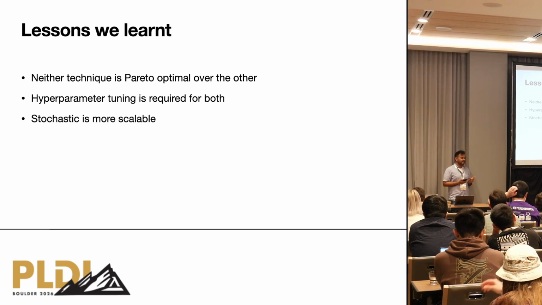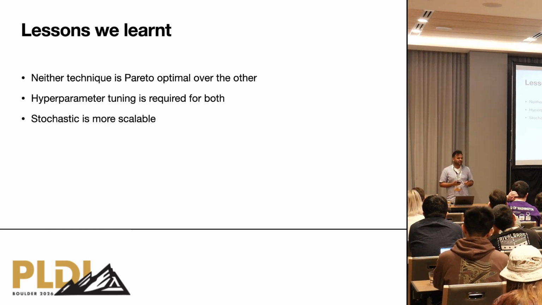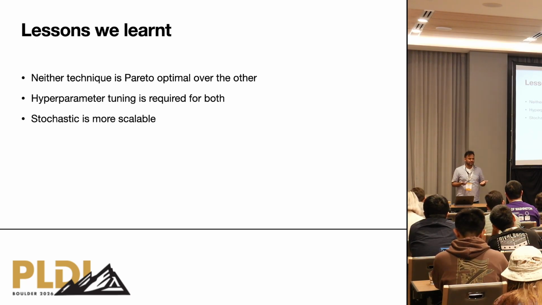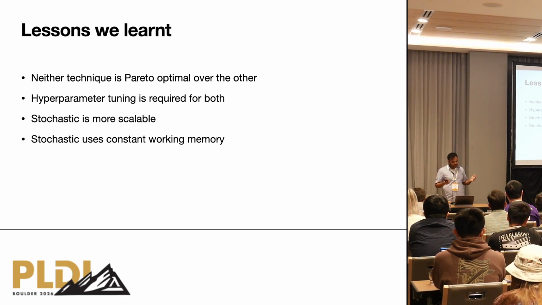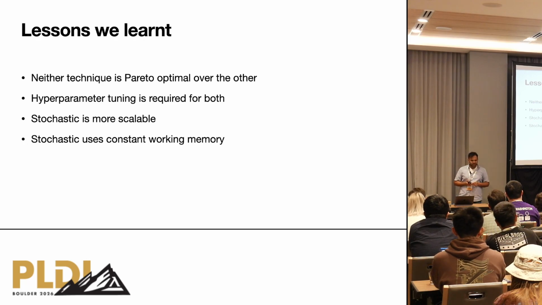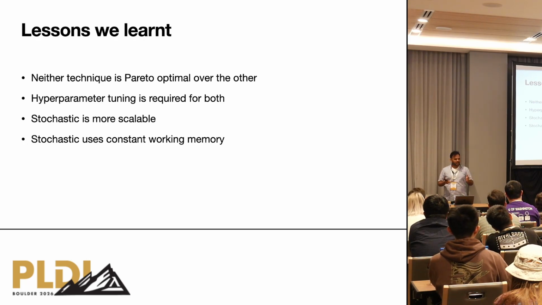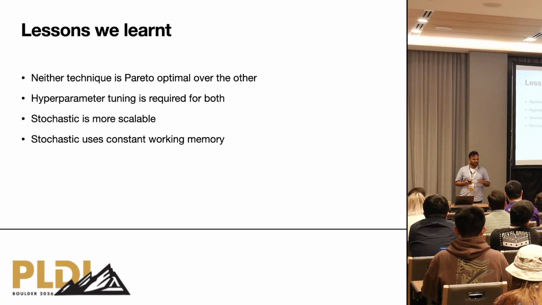Stochastic is also more scalable. It really benefits from having 128 threads. The results are much worse if I run stochastic with like 10 threads. And the number of candidate programs that stochastic considers really does scale linearly with the number of threads. Finally, another useful property is that stochastic uses constant working memory. This is in sharp contrast to EqSat, where the working memory goes up monotonically with time.